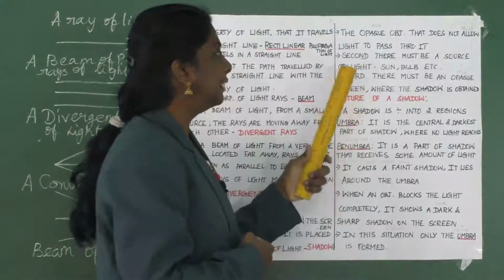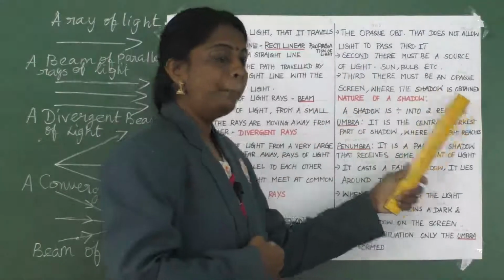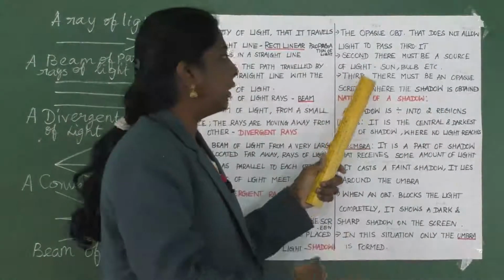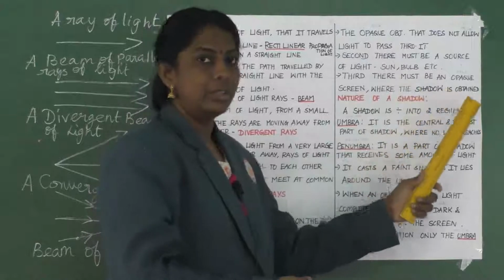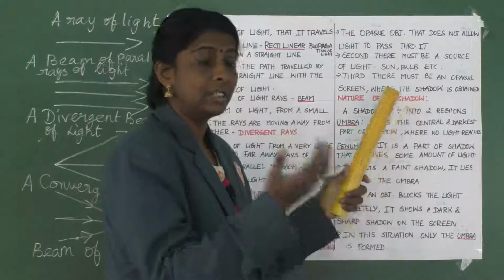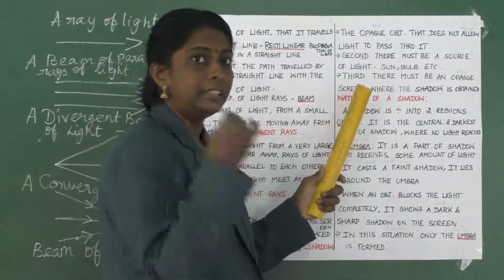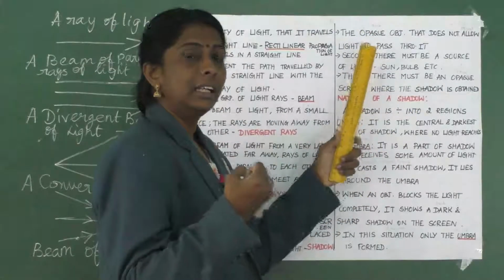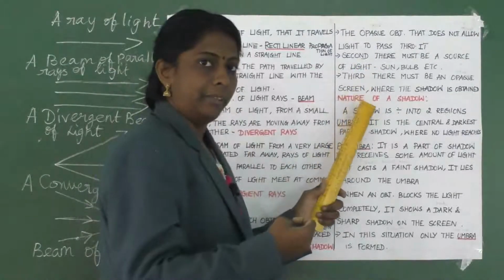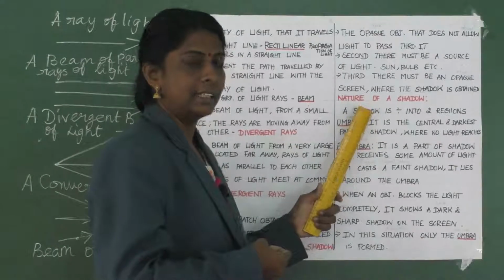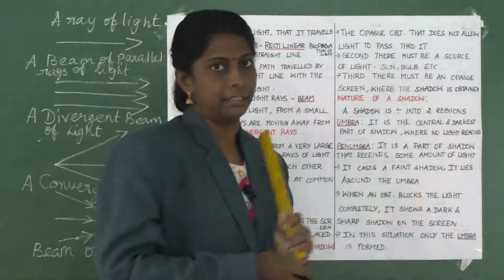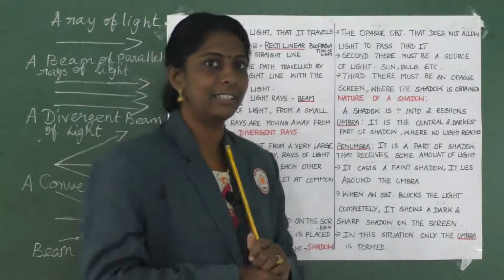Clear? Then, third, there must be a screen, where the shadow is obtained. So, you can see the shadow only on the screen. So, the screen is also important. 3 things: it should be opaque, you should get the light, and then a screen should be there. With all these conditions, the shadow is obtained. Clear, children?